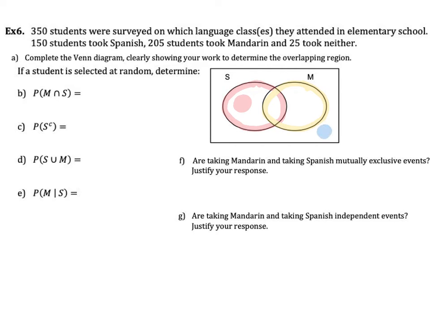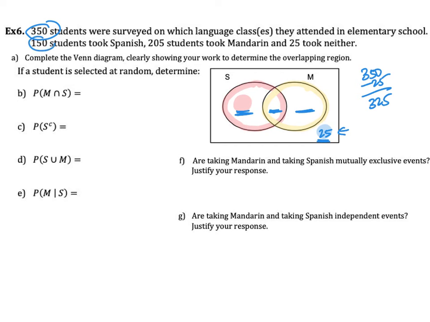So that's out here, right? They took neither Spanish nor Mandarin. I'm going to fill that in first. This is 25. But then I'm going to have a number that's Spanish only, a number that's Spanish and Mandarin, and a number that's Mandarin only, and these four numbers have to total 350. Well, 25 of those 350 took nothing, so I do 350 minus 25, and I have 325 students left that have to fill in Spanish only, Spanish and Mandarin, or Mandarin only.